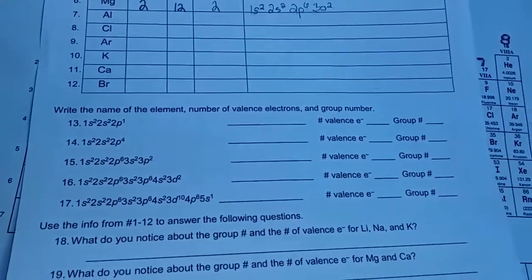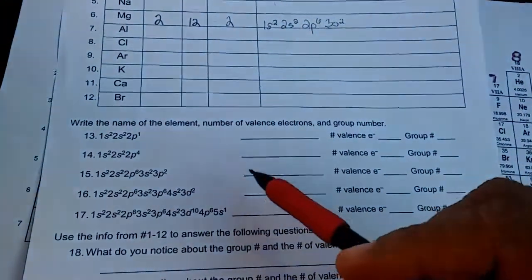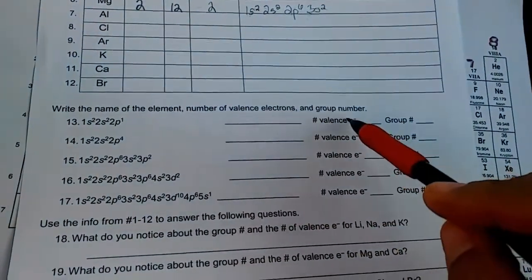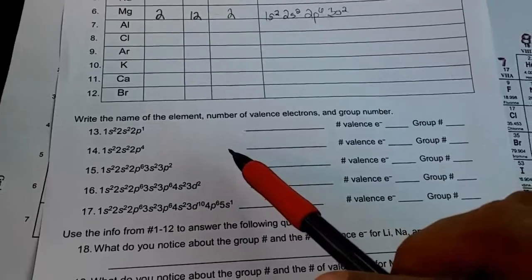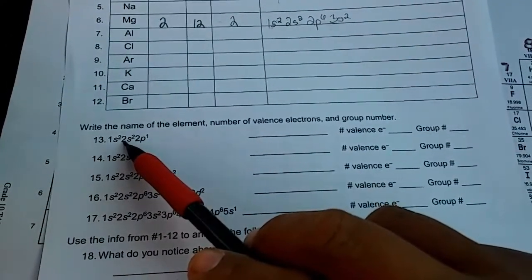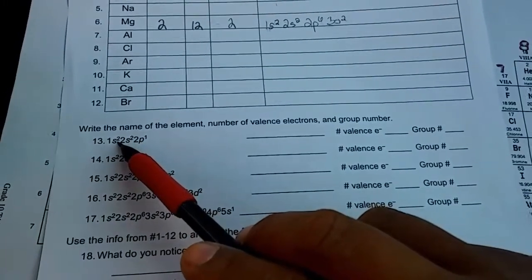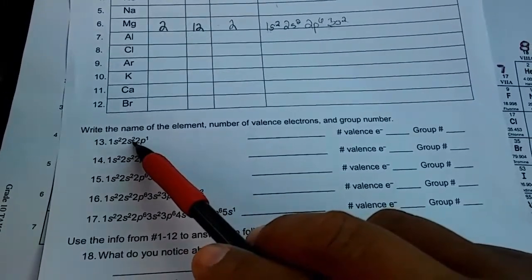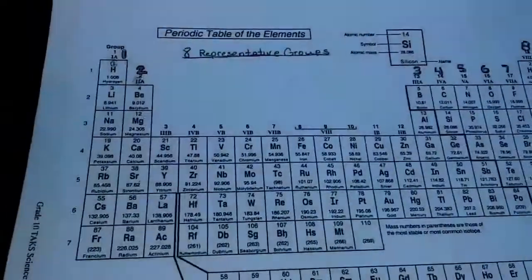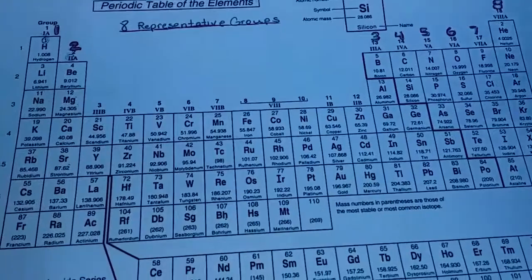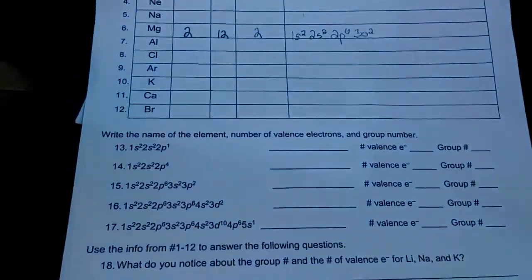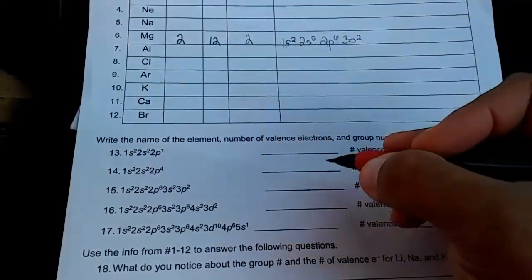Okay, as we move on to the next portion of the assignment, it says write the name of the element, number of valence electrons, and group number. Okay, in this case, to do that, you're doing the reverse. You're just counting the number of electrons that are available in the configuration. So in this case, we have 2 plus 2, making that 4, plus 1, making it 5. So you go on to your periodic table, you look for element 5. Okay, in this case, it's boron. So what you're going to do is go ahead and write down that the element is boron.